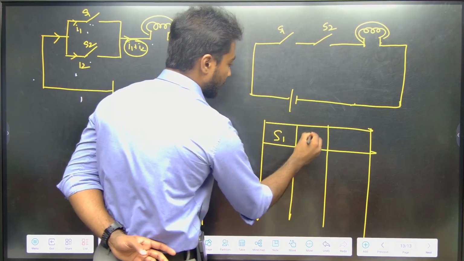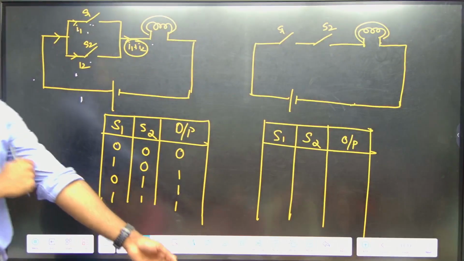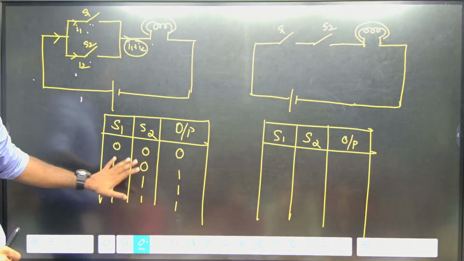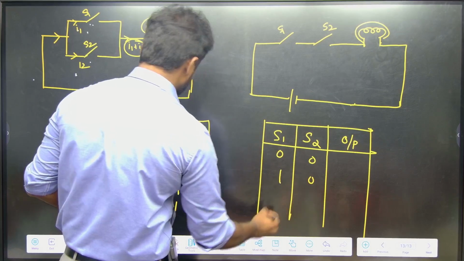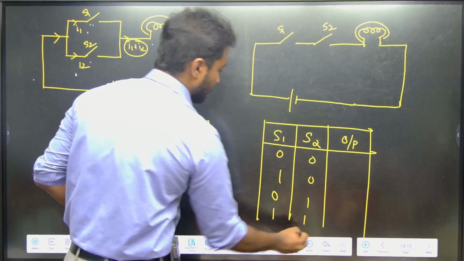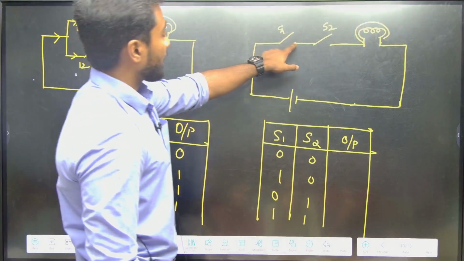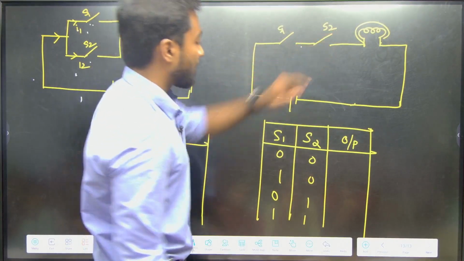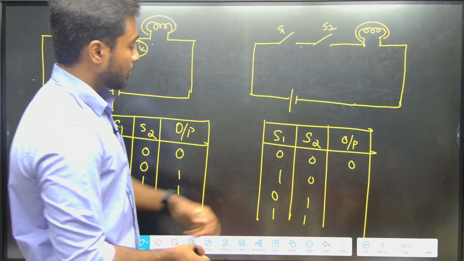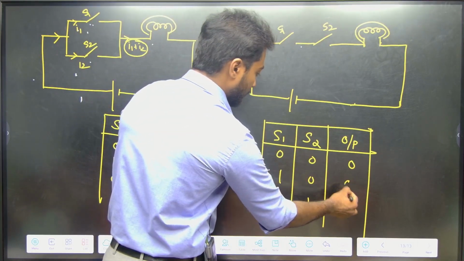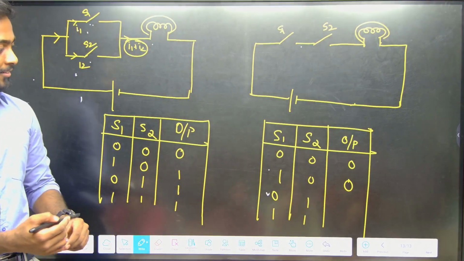This is S1, S2, output. Okay, first condition I will take the same thing. Two switches, no? 0 0, 1 0, 0 1, 1 1. For the first condition, will it glow? Because current will stop up to this only, it won't travel, which means it won't glow. What about this one? One.